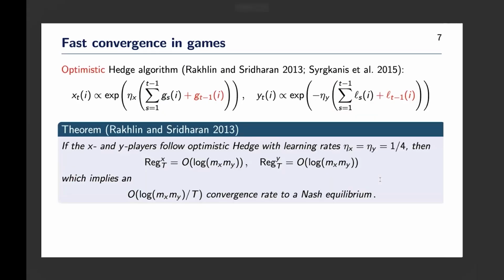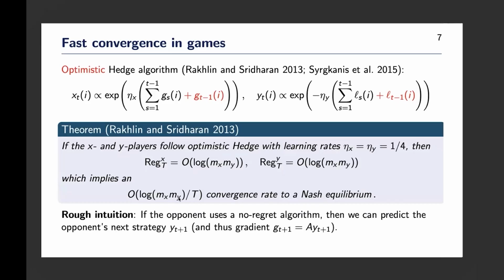And what's known in the literature is that if both X and Y players follow optimistic hedge with a constant learning rate, the regrets of X and Y players are bounded by log of the number of actions of X player times that of the Y player. So this implies a log(m_x m_y) divided by T convergence rate to a Nash equilibrium.